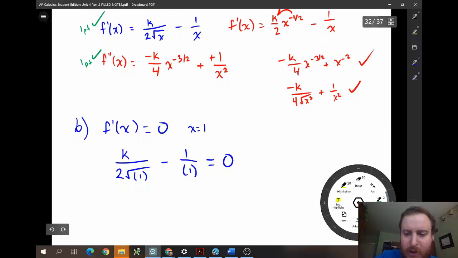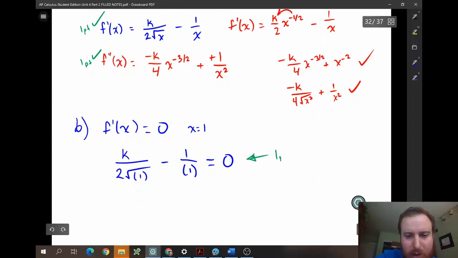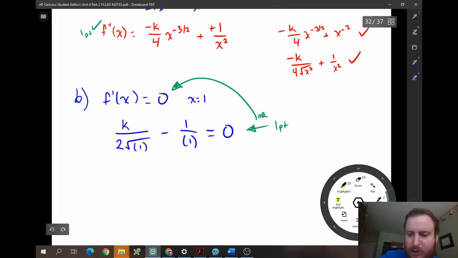You're going to get 1 point for doing that, for setting the derivative to 0. You're going to get 1 point. And even if you just put f prime of x equals 0, either or right there would get you the point. Okay, next, we're going to just go ahead and solve for k.